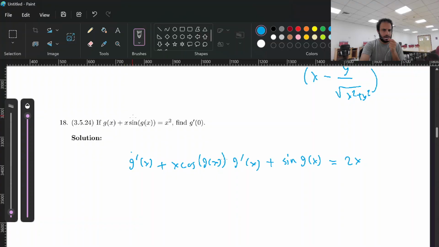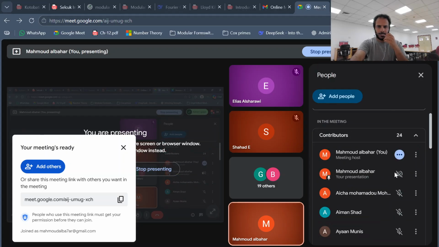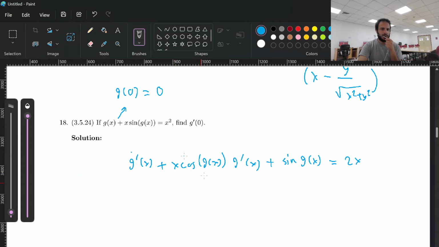Also, let's find g of 0 as you told me. When you substitute 0 in this equation, what do you get? Here 0 times sine g of 0 is 0, right? Equals 0, because x squared, 0 squared is 0. So now we have all the given information. We can substitute g of 0 equals 0 and find the value. Substitute x equals 0, we get g prime of 0 plus, here x is 0, so we don't have this term. Then sine g of 0 is 0, so we don't have it. So this equals 2 times 0, 0, right?